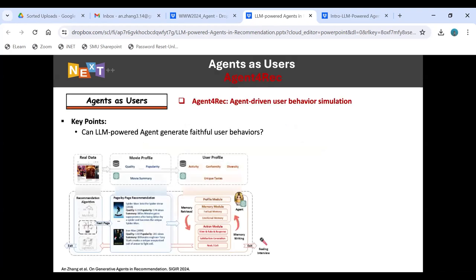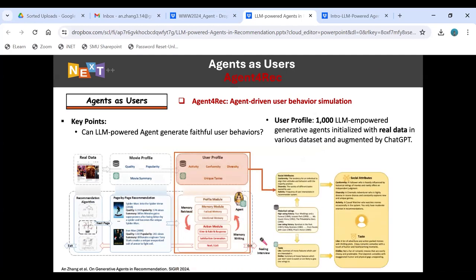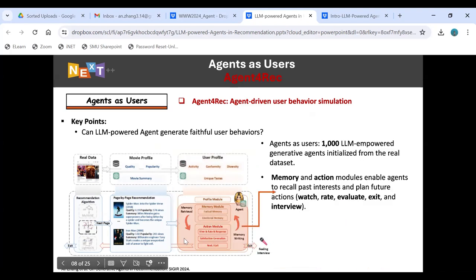The first one is Agent4Rank. Agent4Rank is basically agent-driven user behavior simulation. It's trying to answer the first question: can large language model powered agents generate faithful user behaviors? Firstly, we build the user profile. We have 1,000 large language model empowered generative agents initialized with real data and augmented by ChatGPT. We also have item profiles, such as statistical information in the dataset as well as generated summaries. And for users, we also have memory and action modules to enable agents to record past interests and plan future actions, such as watch, rate, evaluate, and so on.